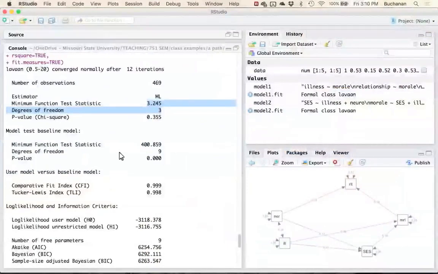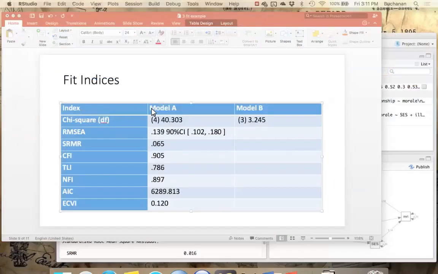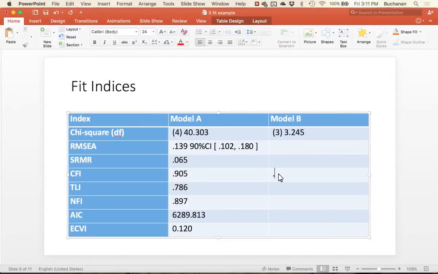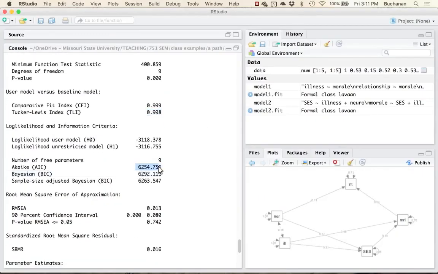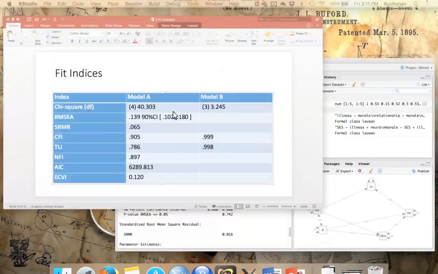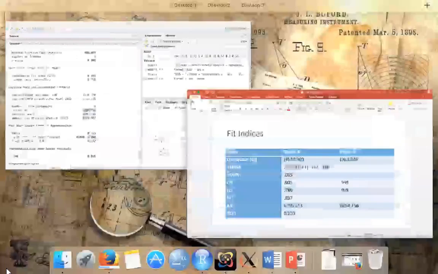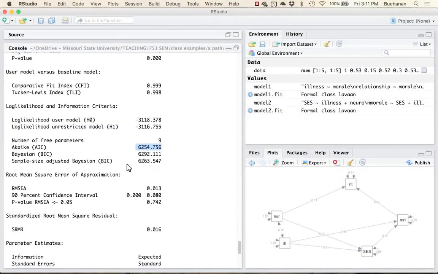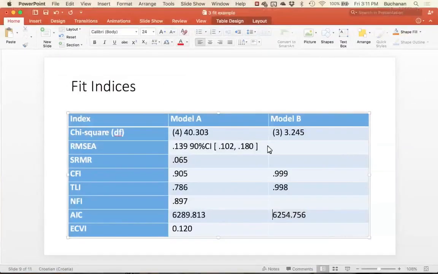Let's look at some of the rest of these. So CFI is 0.999, Tucker-Lewis is 0.998. So they're both excellent. Can't get much better. AIC here. Copy that bad boy. So technically this one is smaller. Not technically, it is smaller. Let's see. RMSEA is 0.013 and 0 to 0.08.